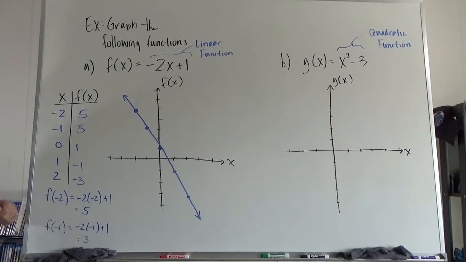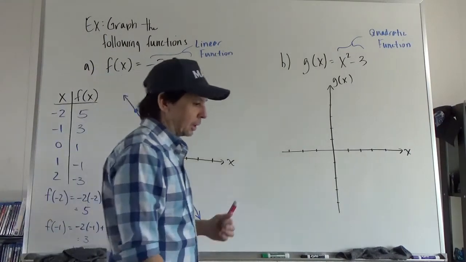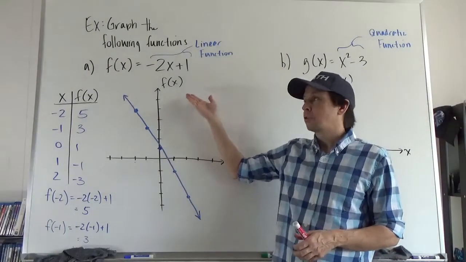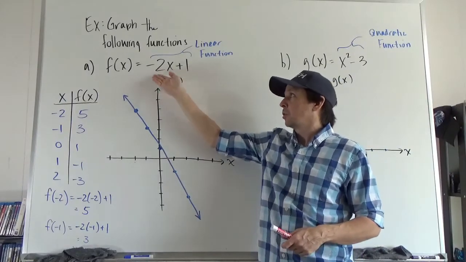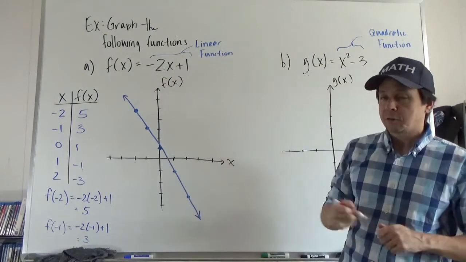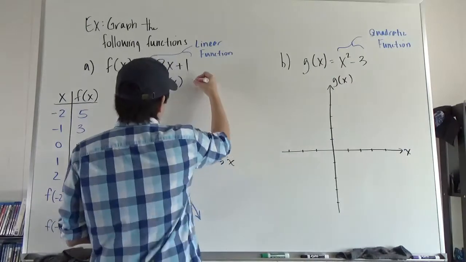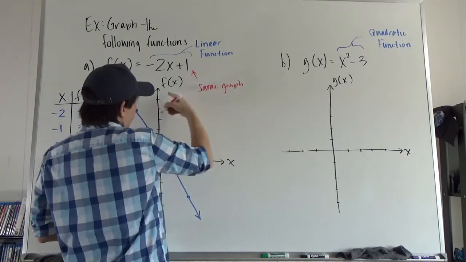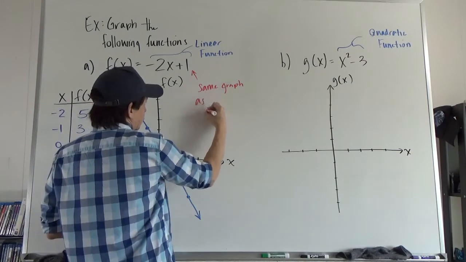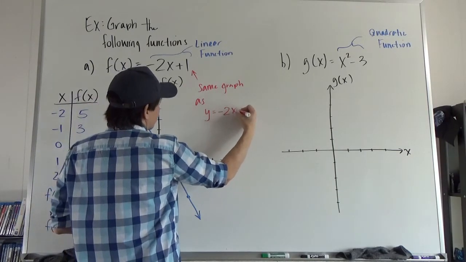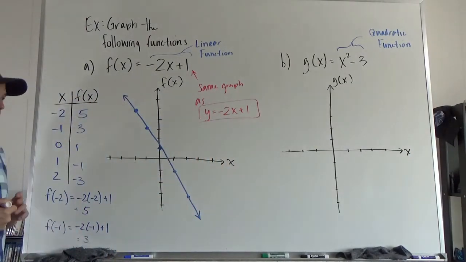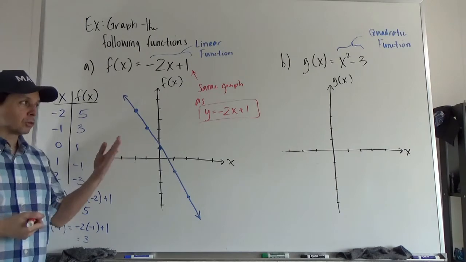In fact, plotting points for a linear function is entirely unnecessary because the things we learned about lines and graphing lines applies to linear functions as well. It's pretty much the same thing as the line y is equal to -2x plus 1, except the y is labeled differently. So it's the same graph, just a slightly different label of f of x instead of y. And so, by all means, if you recognize it's a linear function, and the graph's going to be a line, you can use your slope and intercept.